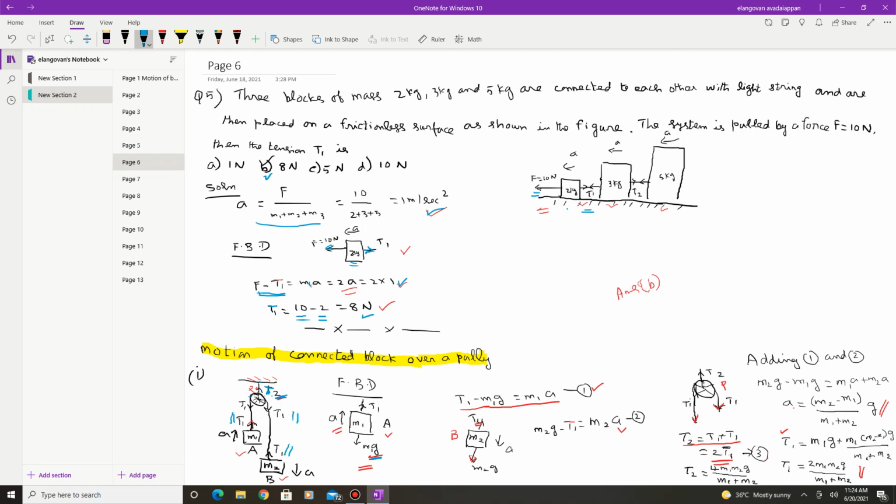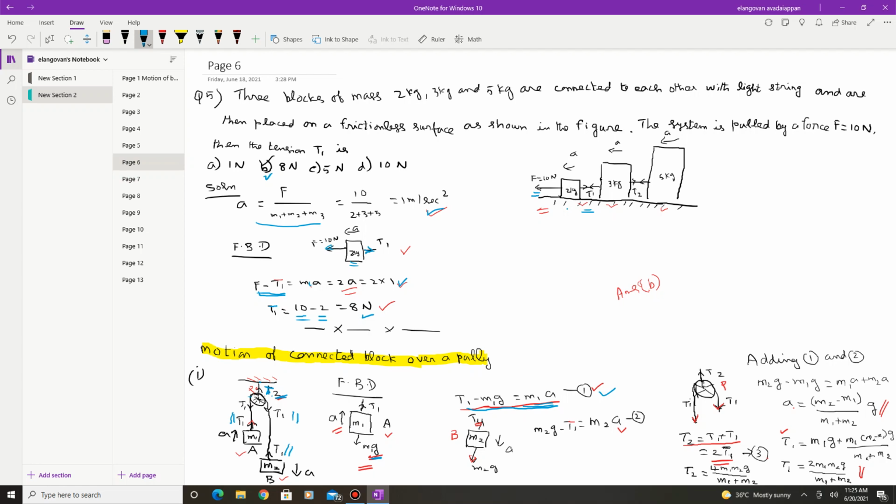So you have three forces. M1g is the force due to gravity, which is acting downwards. T1 is the tension acting upwards on the block A. Since the block is moving upwards, T1 must be larger. Therefore, T1 minus M1g is equal to M1a. So you can write down the first equation.